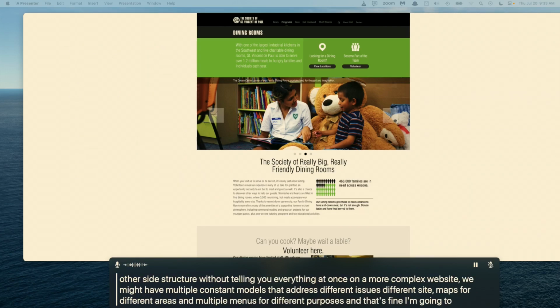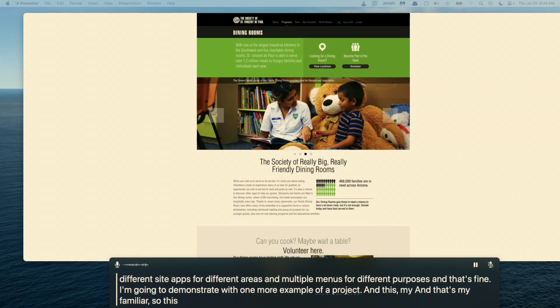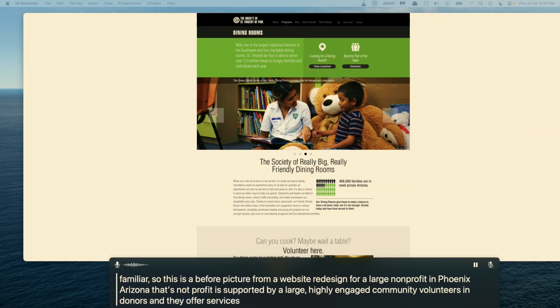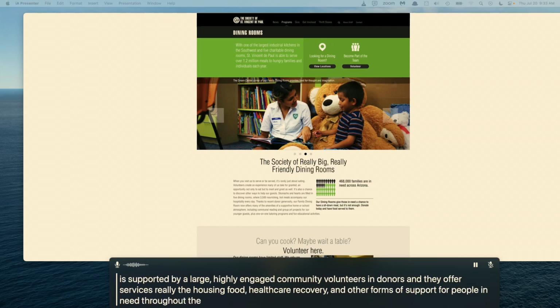I'm going to demonstrate with one more example of a project, and this might look familiar. This is a before picture from a website redesign for a large nonprofit in Phoenix, Arizona. This nonprofit is supported by a large, highly engaged community of volunteers and donors. And they offer services related to housing, food, healthcare, recovery, and other forms of support for people in need throughout the Phoenix region.